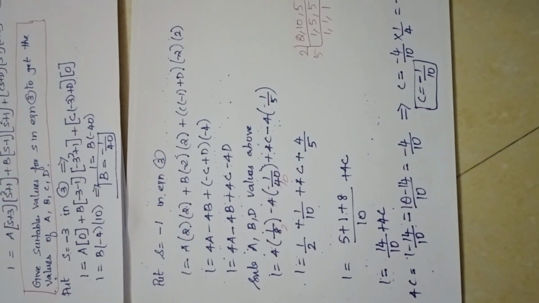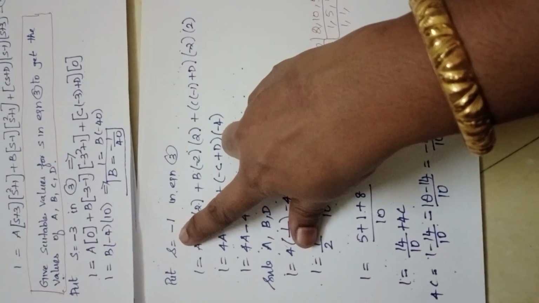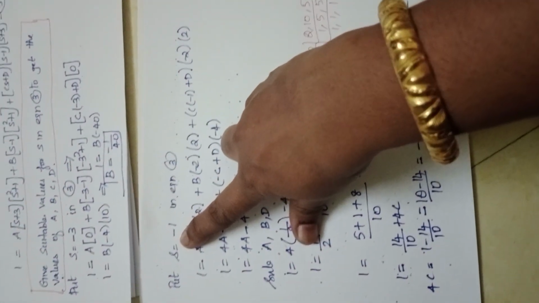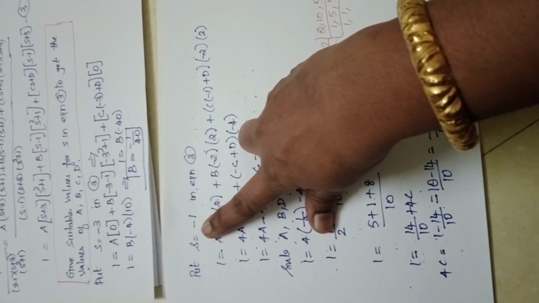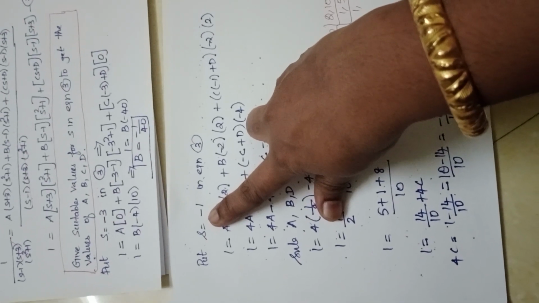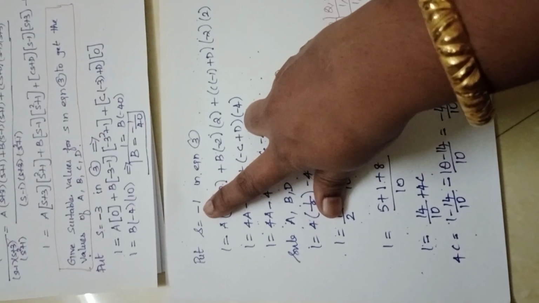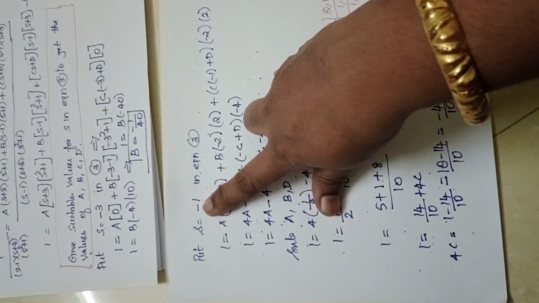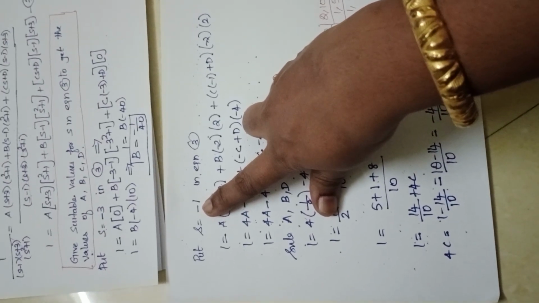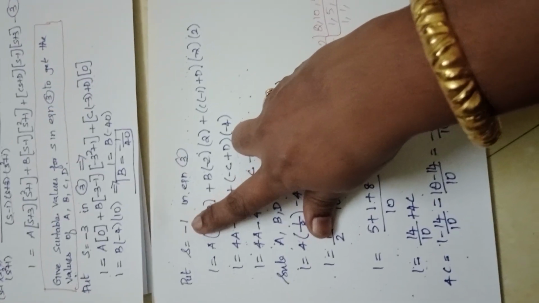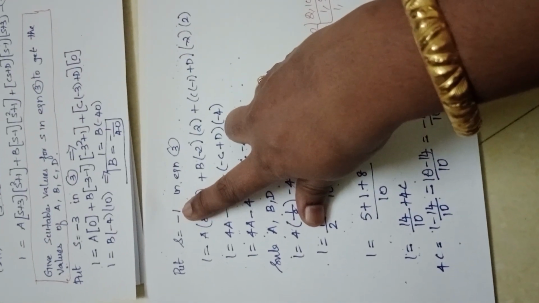Now we go for the c value. Put s is equal to the next random value you can select, because already we have substituted s is equal to 1, s is equal to minus 3, and s is equal to 0. Now it is your option. You can give s is equal to minus 1, s is equal to 2, s is equal to 5 as you wish. But we always go for a simple number. It is easy for calculation.